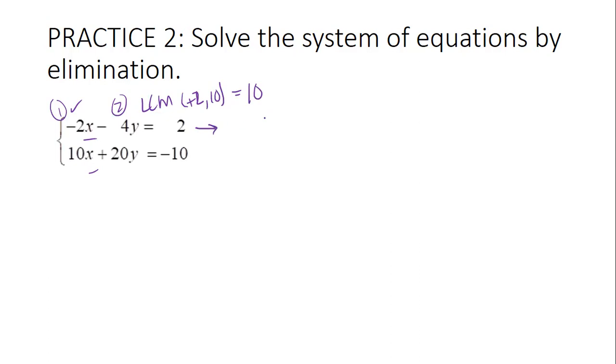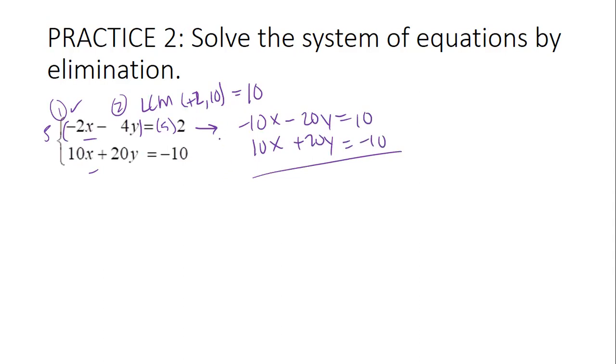So I'm going to have to change this one by multiplying everything times 5. Agreed? So now we have negative 10x minus 20y equals 10. Do I need to change this one? Nope, it's already 10. So we have 10x plus 20y equals negative 10. Okay, step 3, we're now going to eliminate. What do you notice happens? Everything eliminated. Oh no, I did something wrong.